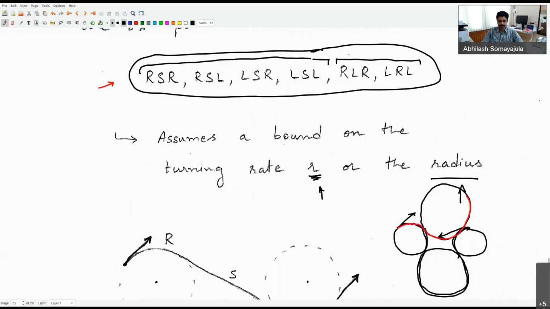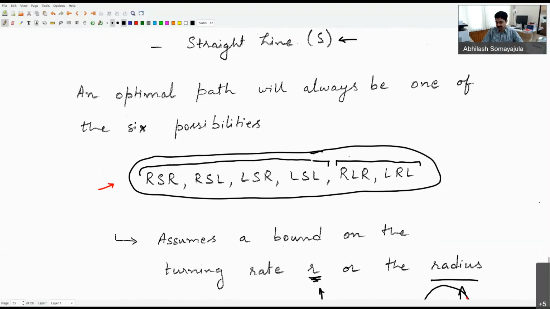Okay, so the primary idea, to summarize the Dubin's path: to connect two orientations, we will usually look at the six possible combinations to connect the paths. Some of them may be possible, some of them may not be possible. Whichever ones are possible, you will evaluate the path length for each of them, and whichever one is the least becomes your optimal path connecting the two orientations.